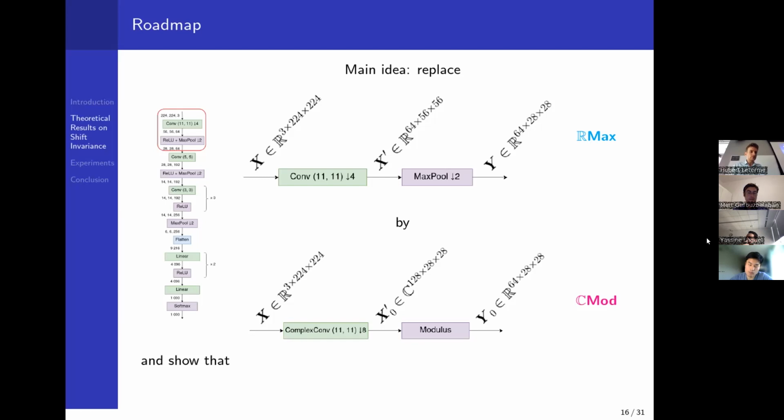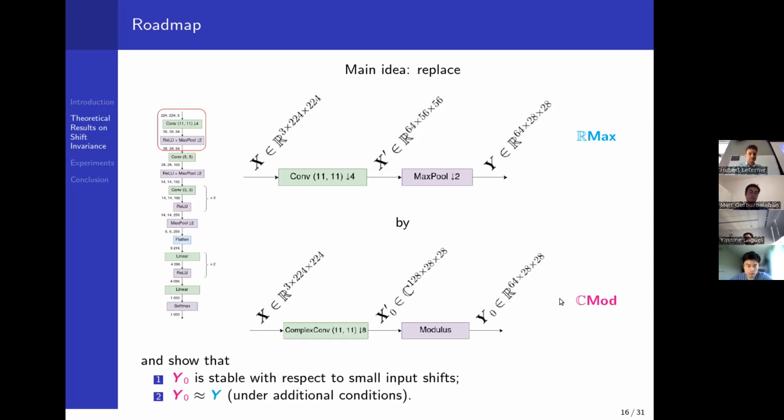So the roadmap is as follows. First, we want to show that the output of the C-mod operator is stable with respect to small input shifts. And then we want to prove that under additional conditions, the two feature extractors here produce similar outputs. So by transitivity, we can deduce that the Rmax feature extractor is also nearly shift invariant.